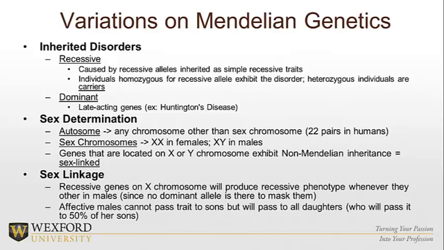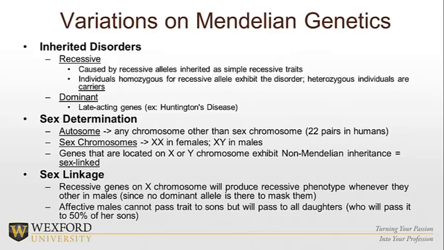Also, sex determination. When we look at the chromosomes, we actually have 23 pairs of chromosomes, 46 chromosomes in humans, 23 from each parent, 22 of which are known as autosomes, the non-sex chromosomes. And then, of course, we have two sex chromosomes, one from each parent. XX in females, XY in males. Genes that are located on X or Y chromosomes exhibit non-Mendelian inheritance or sex-linked inheritance. And once again, we'll get into that more next time.